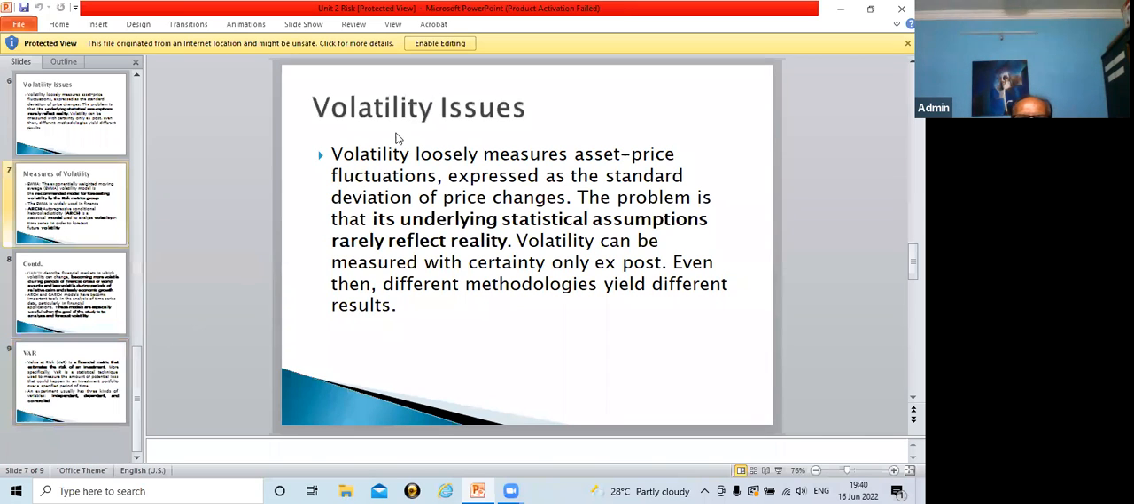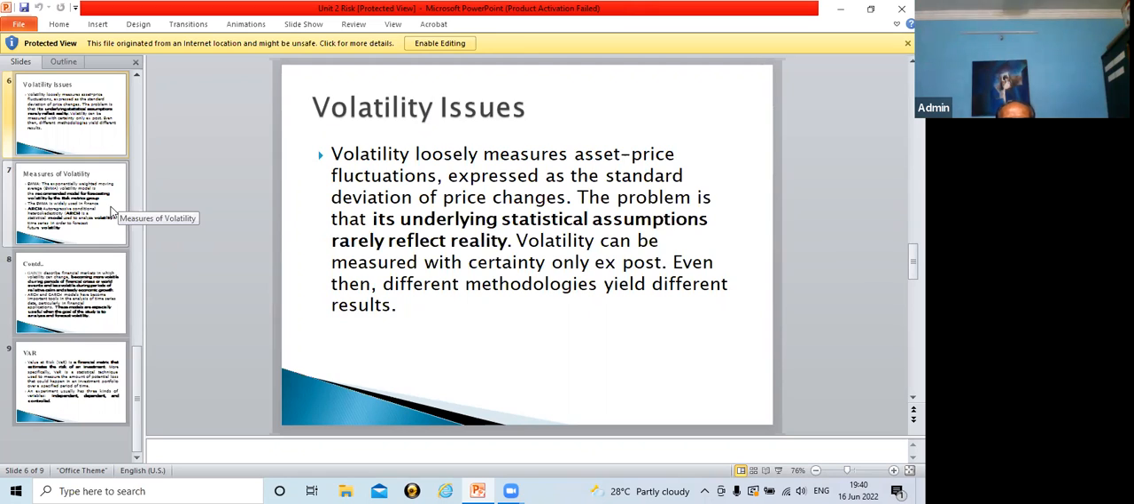So basically these are some issues with volatility. Again, I highlight, volatility means where different methods are used, and these methods give different results. So this is number one. And number two, volatility loosely measures asset price fluctuation. And because of this, a casual approach, not a serious approach, gives some different results. So one should be serious about that.